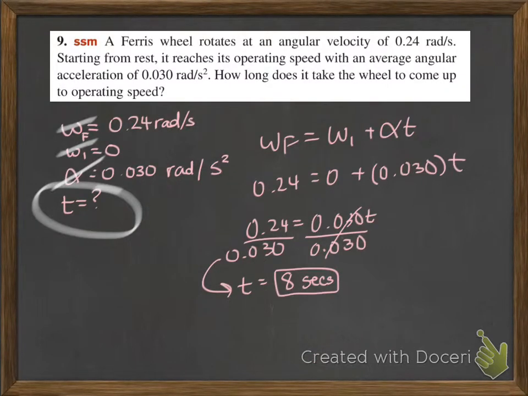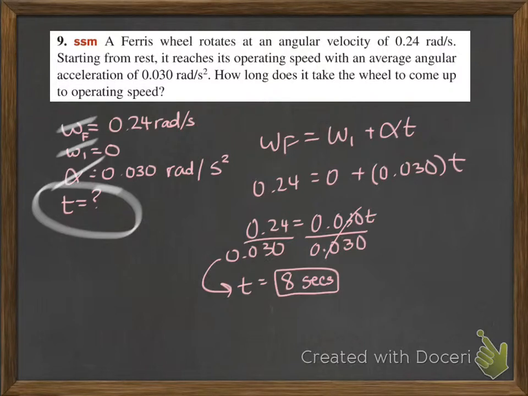And the final one: if a Ferris wheel rotates at an angular velocity of 0.24 radians per second, starting from rest, so it's giving us already our initial velocity of 0, it reaches its operating speed with an average angular acceleration of 0.030 radians per second squared. So you already know the acceleration is changing the speed from slower to faster. We already know our final velocity, 0.24 radians per second, our initial velocity, 0, and our acceleration, and we just have to find time.